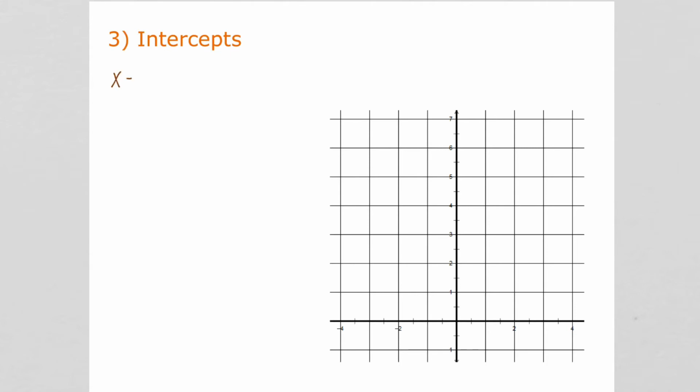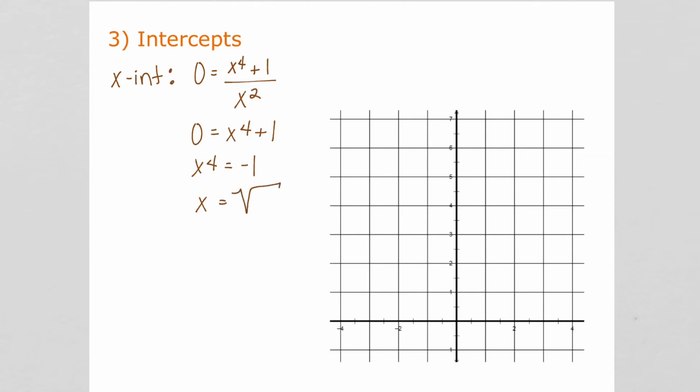The intercepts. So for the x-intercept, let y be 0. So we've got 0 equals x to the 4th plus 1 over x squared. So 0 is x to the 4th plus 1. X to the 4th is negative 1. We cannot take the 4th root of a negative number, just like we can't take the square root of a negative number. If it was a third root, we could, but not if it's an even root. So there's no x-intercepts.